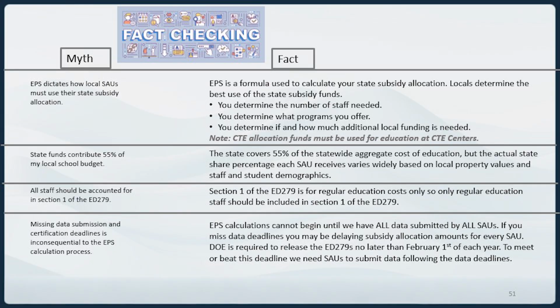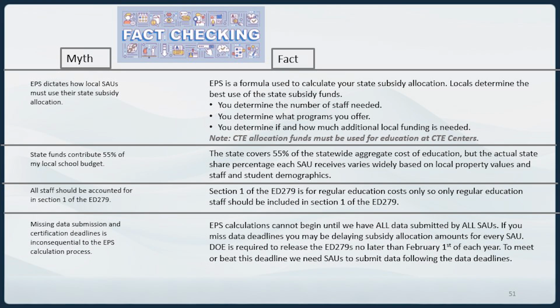That is definitely not true. Section 1 is regular education only. So any staff that is not regular education should not be showing up in Section 1 of your ED 279, as that can hurt your subsidy allocation. So again, data accuracy, extremely important.